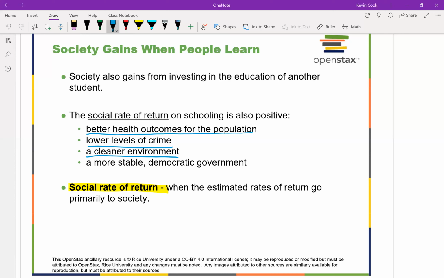And then this last one is a more stable government, or a democratic republic government. So again, if we think about different countries, where do we see stable governments versus where do we see unstable governments? Those countries that are developed, which have higher education, when you have a more educated population, we also tend to see these more stable governments.